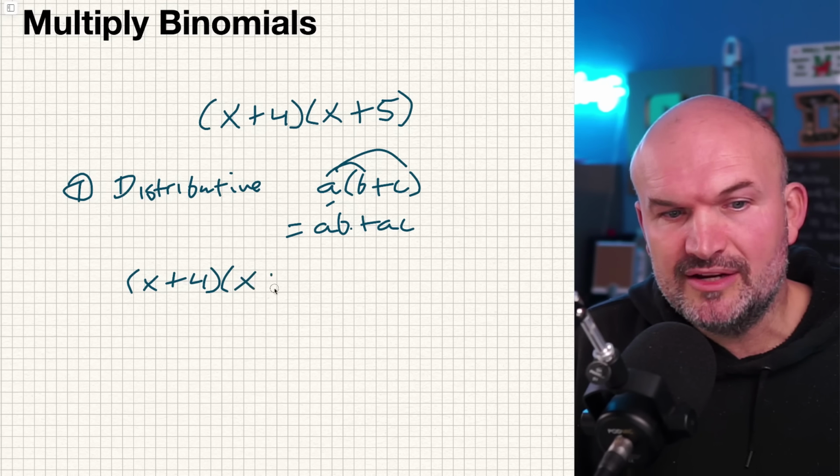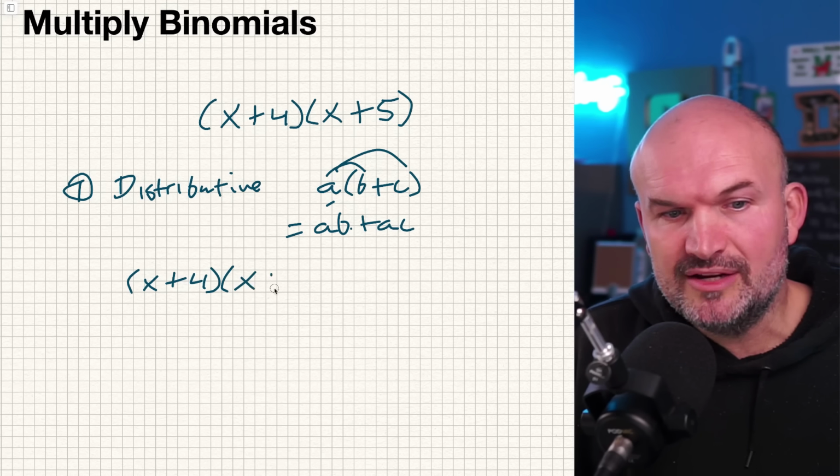But now all we're simply going to do is list these out. So x times x is going to be an x squared. x times 5 is going to be a positive 5x. 4 times x is going to be a positive 4x. And then 4 times 5 is going to be 20. Notice here I have some like terms, so I can simply go and do that. So an x squared, 5x plus 4x is going to be 9x, plus a 20.